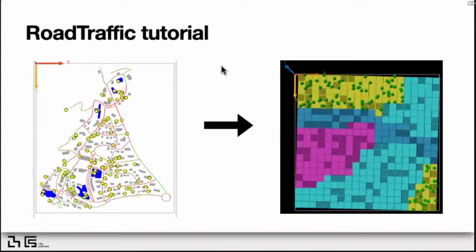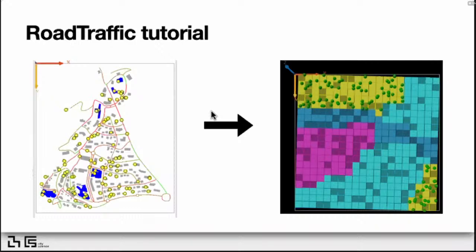So to make it easier for Gamma users to use Cityscope, we went ahead and translated the famous road traffic tutorial to work with Cityscope. I'm guessing that anyone who has written a line in Gamma knows the left-hand side figure, because it's the introductory tutorial that most of us go through.